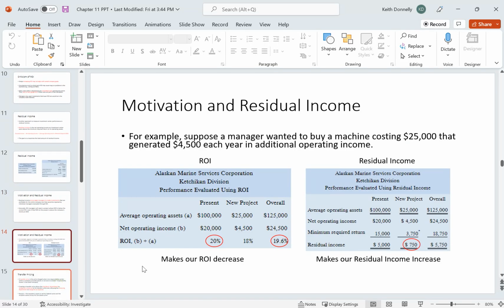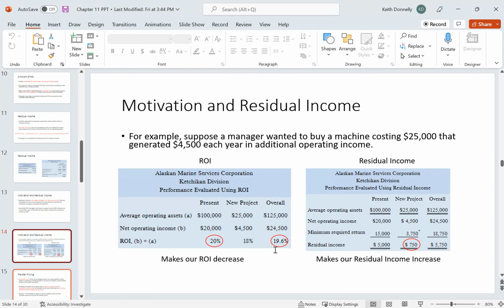So for example, let's suppose a manager wanted to buy a machine costing $25,000, and by virtue of buying this machine, it's going to generate an additional $4,500 each year in marginal operating income. So we spend some money on a machine, and this machine's going to help us make more money. If we look at ROI, in the present our assets are 100,000 and we have 20, so we're sitting at 20%. We then put 25 grand into this machine, which is going to increase our net operating income by 4,500, about 18% there. When you add them across, 100 plus 25 is 125, and 20 plus 4.5 is 24.5, we're looking at 19.6%.